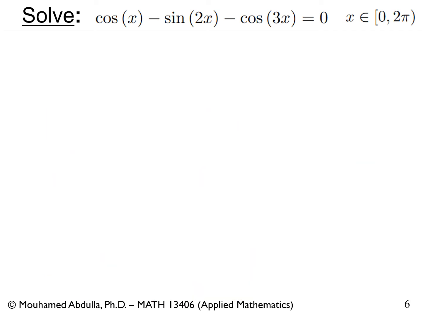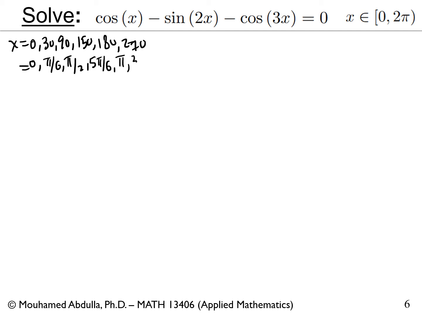So we solved this expression and we found the following. Let me just rewrite it. So x is equal to 0, 30, 90, 150, 180, and 270 degrees. Or if you want to write it in radians, so 0, pi over 6, pi over 2. I think I made a typo in the previous slide. I wrote pi, but it should be pi over 2. 5 pi over 6, pi, and 3 pi over 2. So degrees and radians.